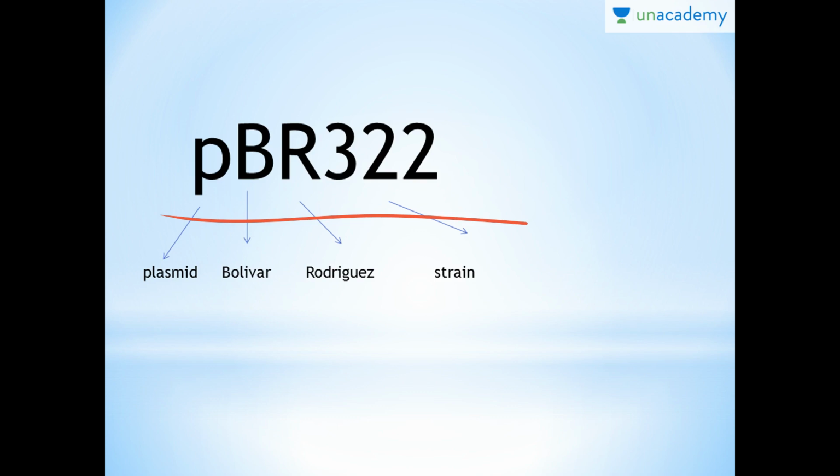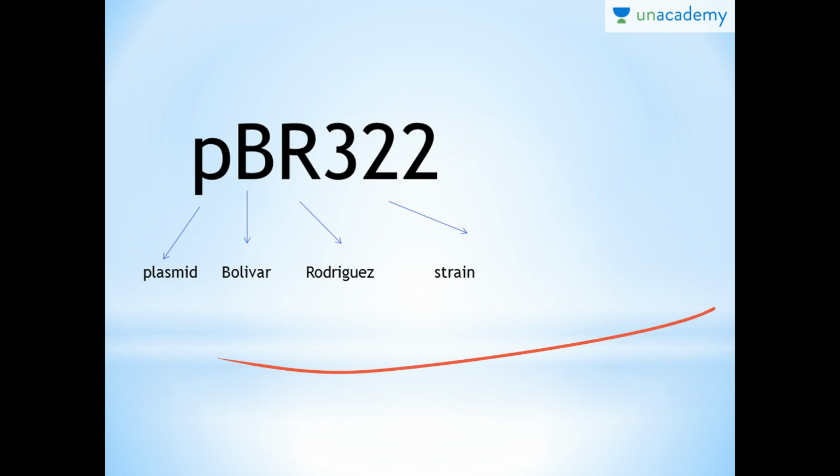Why is it called a desired vector? Because it contains a selectable marker as well as ORI and restriction sites. So a good or ideal vector is one which must have these three properties. So pBR322 has been constructed by using two different plasmids, and hence this has been made. And so is the nomenclature. p means the plasmid, BR is the name of the scientist, and 322 is the strain number of this vector.